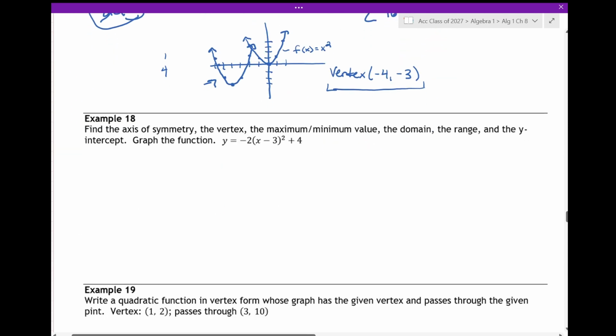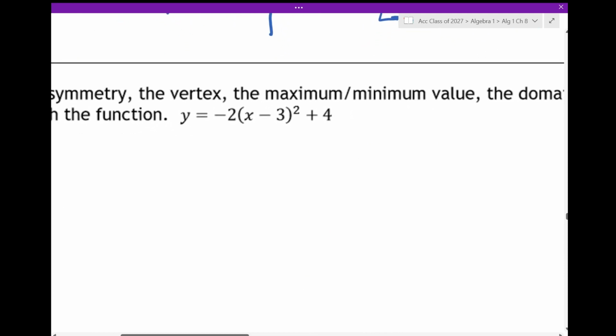I'm going to start off and just try to graph this function. I'll go ahead and list all the characteristics out as well. Our vertex is going to be at (3, 4). The x value is always the opposite of what's listed here. So right here we've got the -3, so our x value is +3. And then our y value is always exactly as stated. So we have the +4.